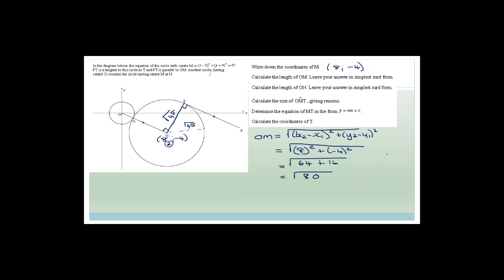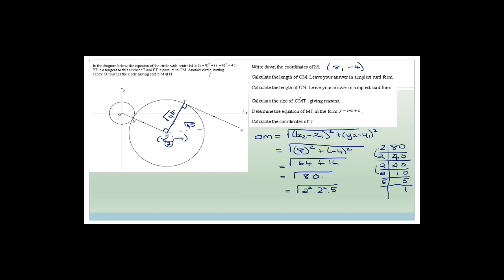Otherwise, another way to do it, and I just want to show you how, is you can take your 80 and break it down into its prime factors, right? So we can divide this by 2 and you get 40. You divide that by 2 and you get 20, and you divide that by 2 and you get 10, and you divide that by 2 and you get 5, and you divide that by 5 and you get 1. So do you agree that that's the same as saying 2 squared, 2 squared, times 5?